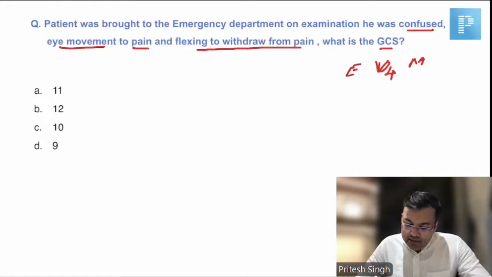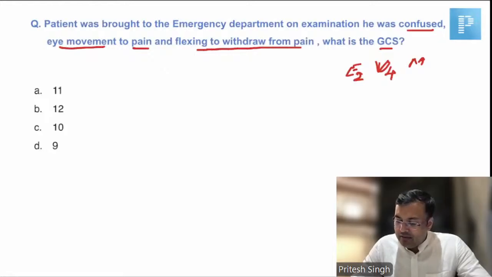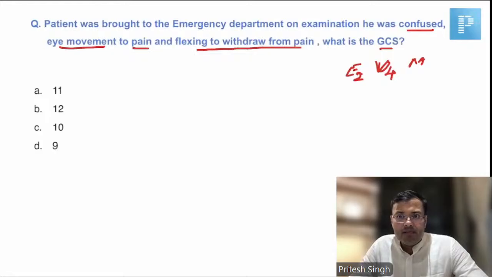Yes, V4. Eye, spontaneous eye opening is not there. Eye opening to pain. Clear? So this is E2. M, flexion to withdraw from pain. So can you tell me what is M6? Obey command. M5 localizes pain. M4 withdrawal to pain. M3 that is flexion. M2 extension, no response. So this is M3. So obviously it is E2, V4, M3.